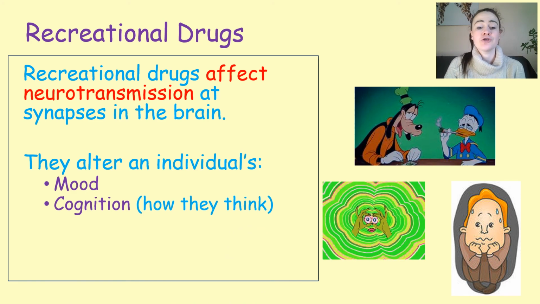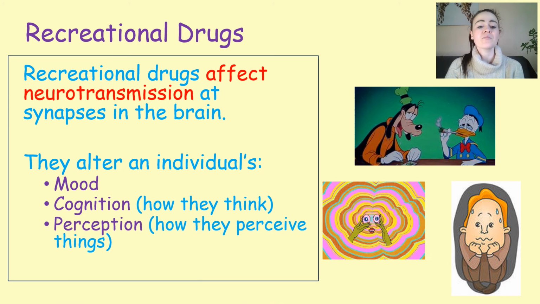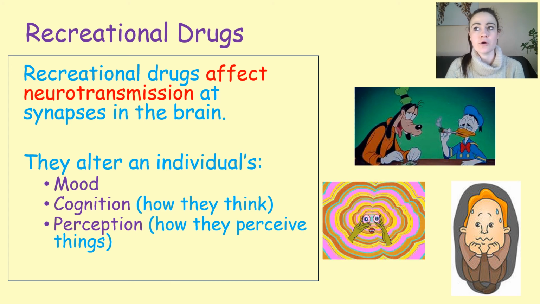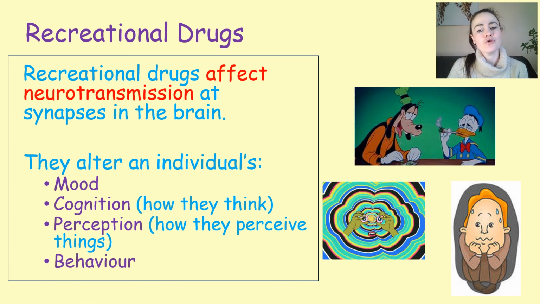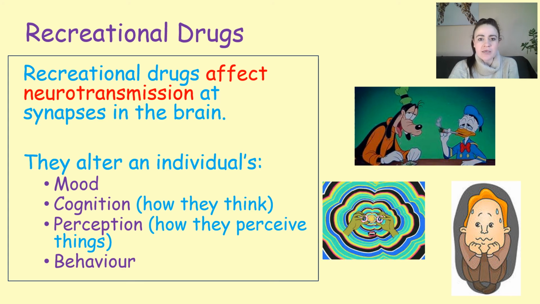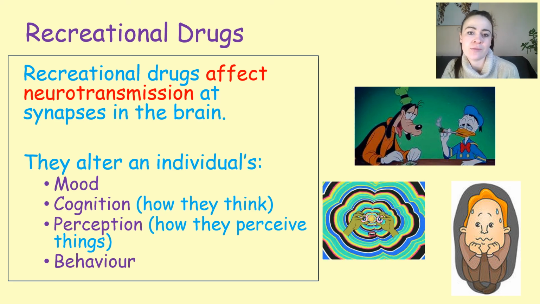They can affect your cognition, so that's how you think and the decisions you might make. Perception, so how you perceive things that are going on. And also behaviour as well. They can make you more spontaneous, or lower your inhibitions, so that you can partake in more dangerous activity.